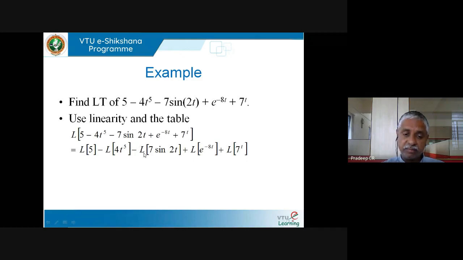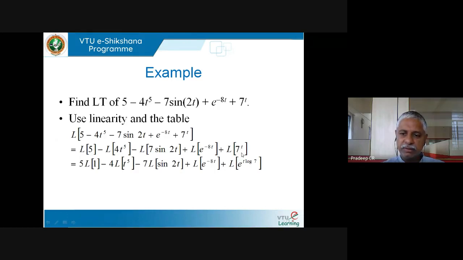And for the second part, I will pull out the constants. So pulling out the constants, I get this. 5 L of 1 is 5 units. Constant function 5 is same as 5 times constant function 1. Similarly, 4 I can pull out, 7 I can pull out, etc. And now Laplace of 1, t power 5, sin 2t, t power minus 8, t. And this is a bit tougher. I'm sure you all know this. 7 power t is same as e to the power of t log 7.